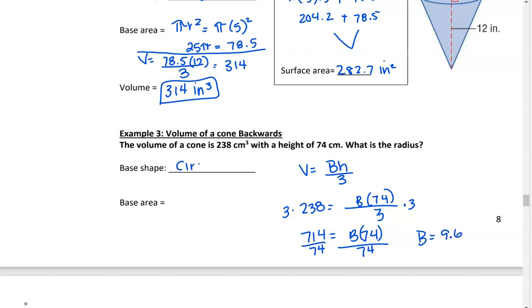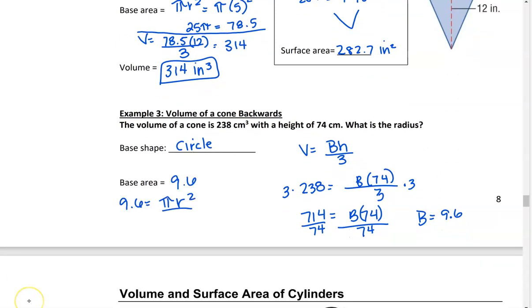Again, the base shape was a circle, and we're going to work backwards again for the radius. So you divide by pi, and then take the square root to get your radius, which is going to be 1.7 centimeters.